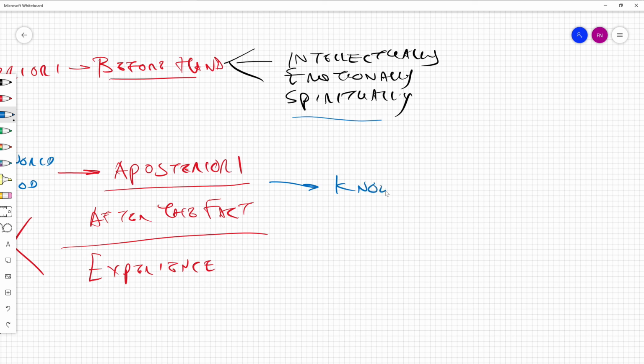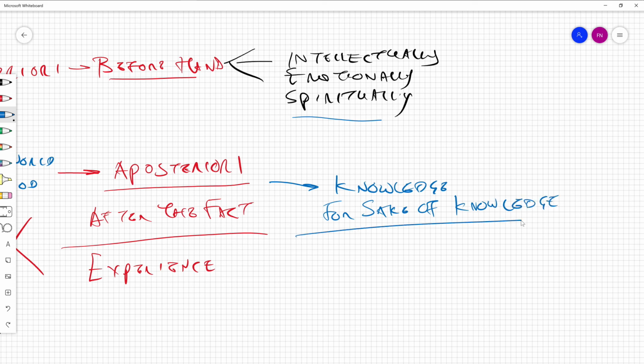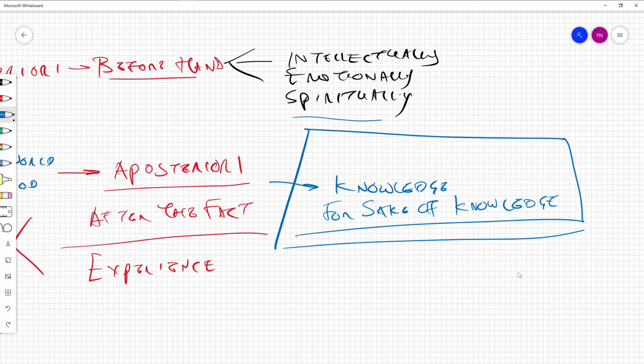Knowledge for the sake of knowledge, the unbridled advance of technology and science without regard for the impact. That's directly from Edward Herbert. So, empirically, experientially, scientifically, technologically, intellectually, emotionally, spiritually. This is why we are where we are.